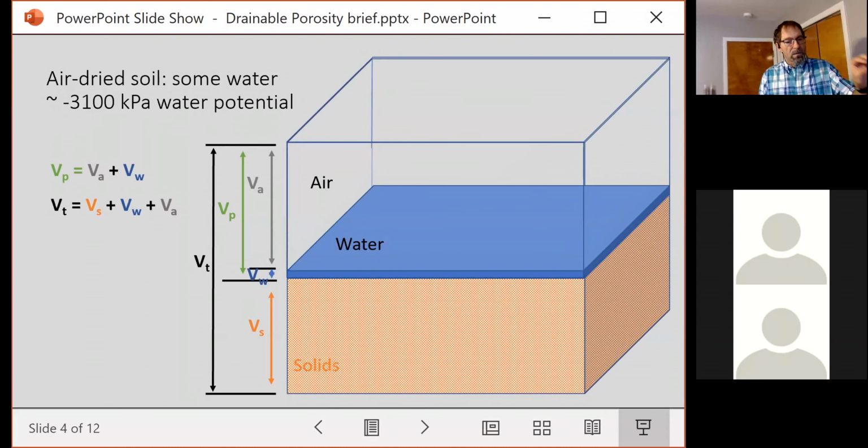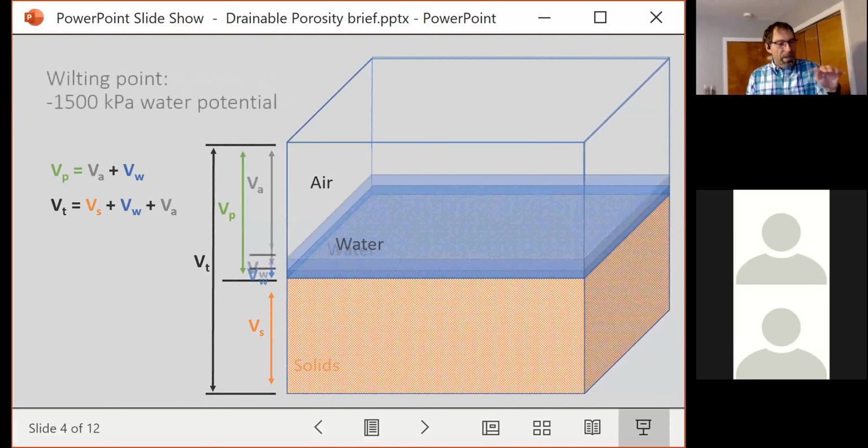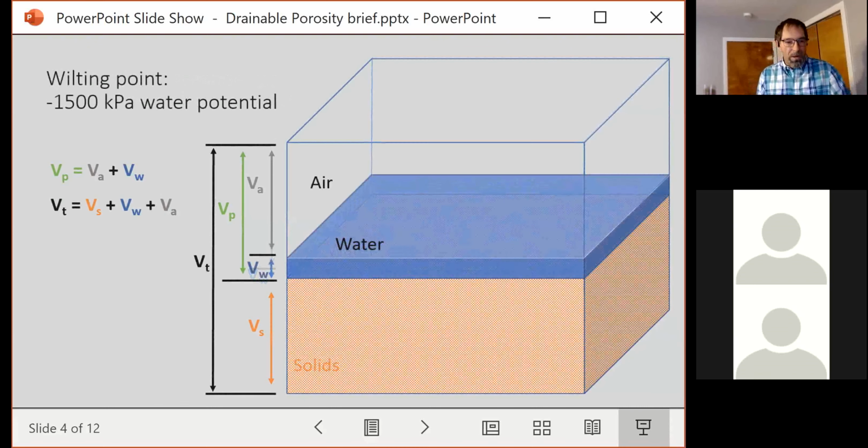So air-dried soil has a little bit of water in it. And then wilting point is the place where plants cannot extract water anymore. It's too dry to get water out of it for a plant. But the air can evaporate more water, so it can take more water out of the soil. And we still have the same thing though. The total volume of that is now composed of solids, liquids or water, and air.